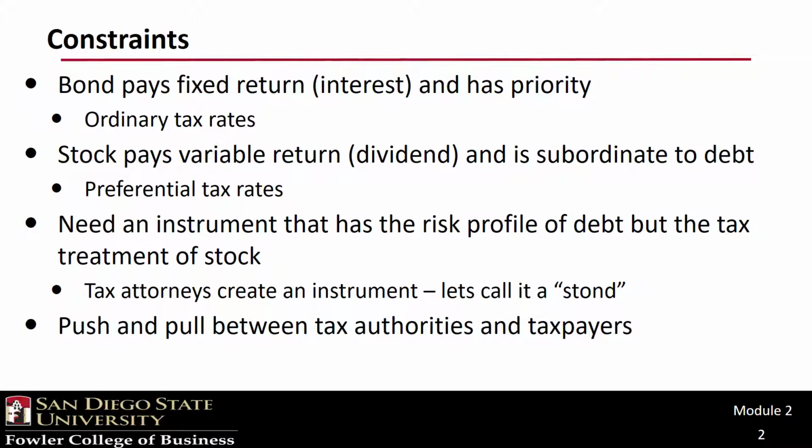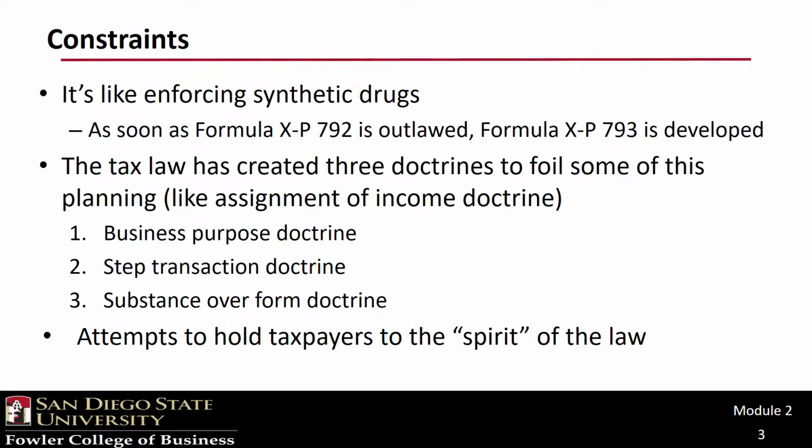So it's this sort of push and pull between taxpayers and the governments that underpins these restrictive doctrines to tax planning that we're going to talk about for the rest of this video. It's a little bit like enforcing illegal synthetic drugs, not that I would know. But as soon as one formula gets on the controlled substance list, then what happens is a new one that's maybe only slightly different is created. That's not on the controlled substance list, and production and sale begin.